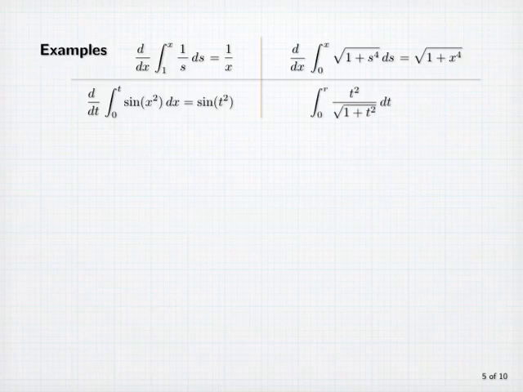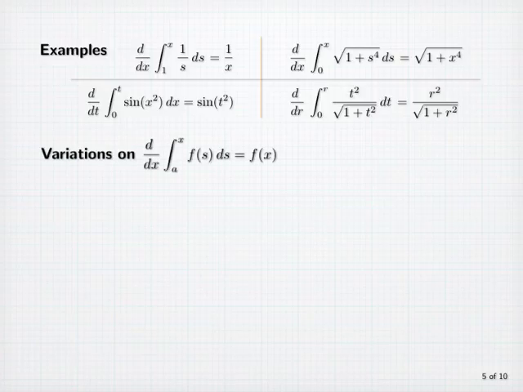The integral from 0 to r of t squared over the square root of 1 plus t squared dt is a function of r, and its derivative with respect to r is just the integrand evaluated at r, that's r squared over the square root of 1 plus r squared. So notice that the process of taking derivatives of functions like these is really trivial. Now let's look at some variations on the theme.